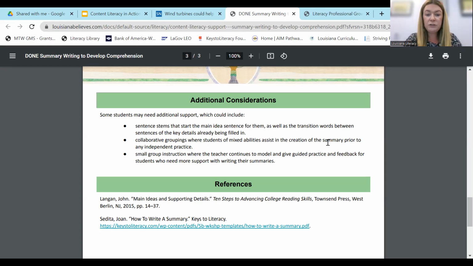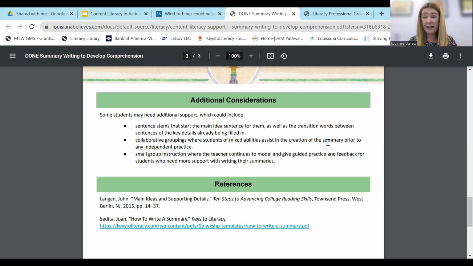Collaborative groupings where students of mixed abilities assist in the creation of the summary prior to any independent practice. So say I did a model and I feel like they need some more support. I could do a cooperative grouping there where I really model the expectations for each person in the group, how they would contribute to the summary, making sure they're doing their thinking out loud too before I release them to independent practice. Small group instruction where the teacher continues to model and give guided practice and feedback for students who need more support with writing their summaries.